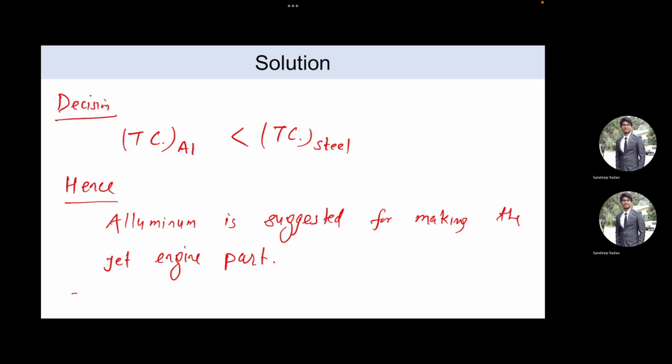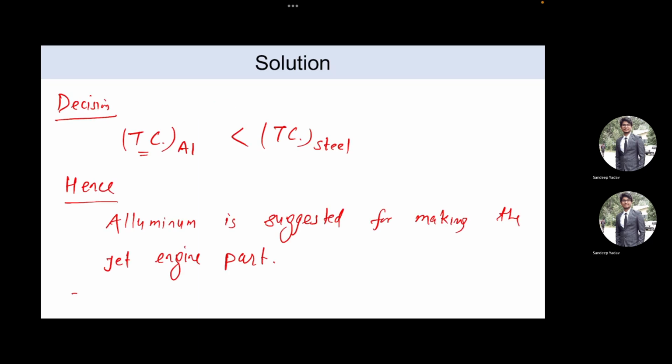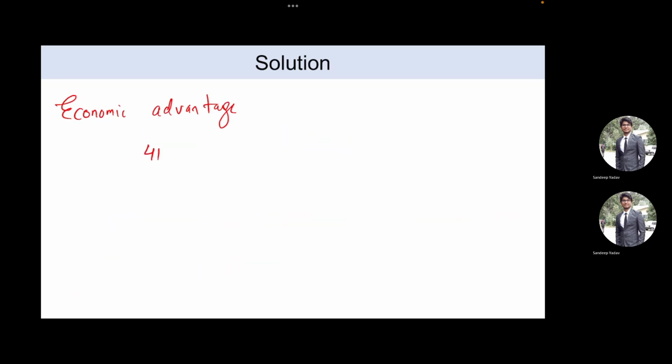Now let's calculate the economic advantage. It will be 412.25 minus 246. That is rupees 166.25 per unit. So in that way we have seen that aluminum is cheaper and economically viable. Let's see another example.